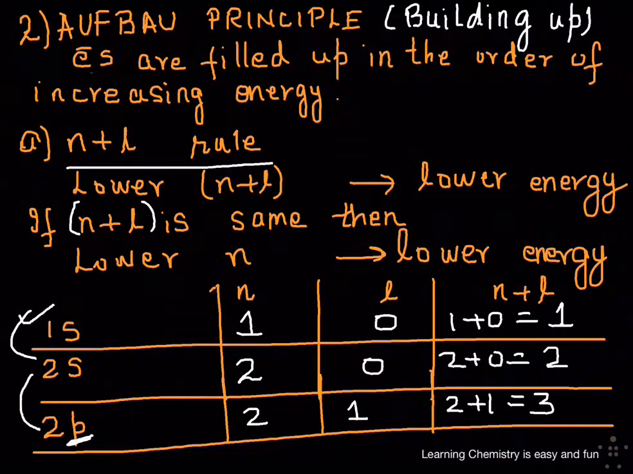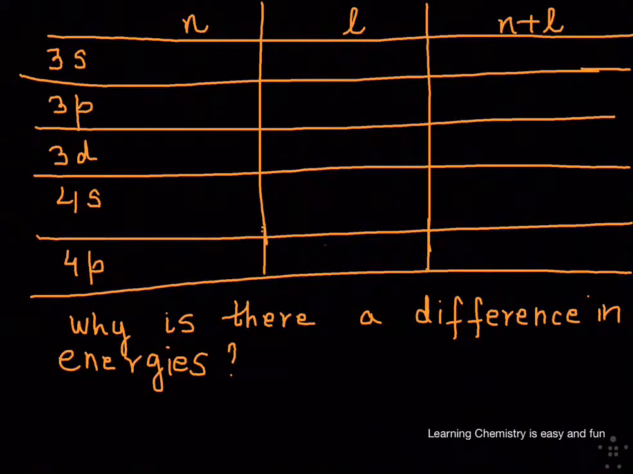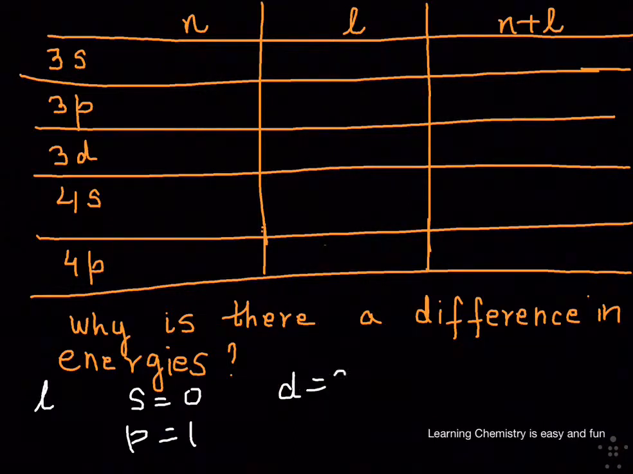Let's continue our investigation further. I've got 3s, 3p, 3d, 4s, 4p. I leave it to you. I'll give you a small hint over here. The value of L for an s sublevel is 0. For p it is 1. For d it is 2. And for f it is 3. Go ahead and fill this table. Pause and do it.